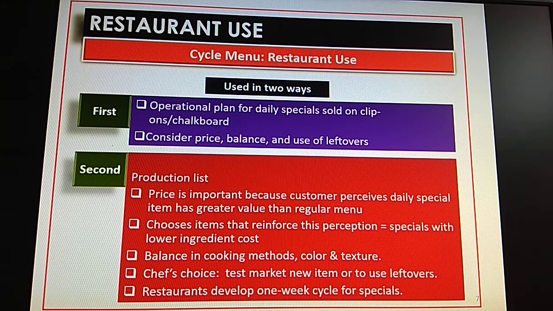to make certain ingredients be recycled, be reused, and then produce a product or an item that shows it has a greater value than the regular menus. So the cycle menu is being used from a restaurant point of view in two ways. One is for daily specials, and the second one, daily specials with value. In other words, whether it has much better pricing, much better taste or presentation, or even portion size.